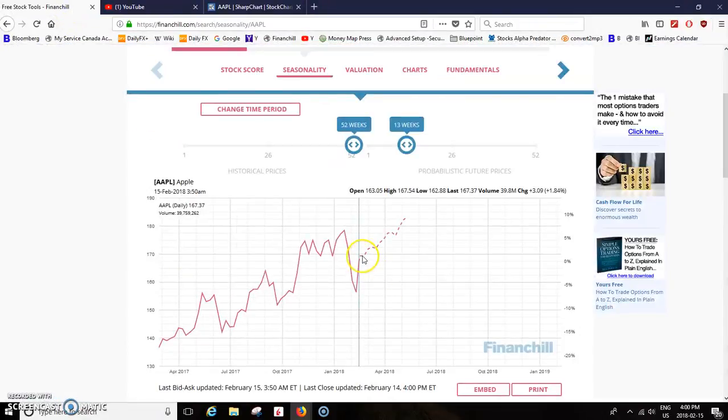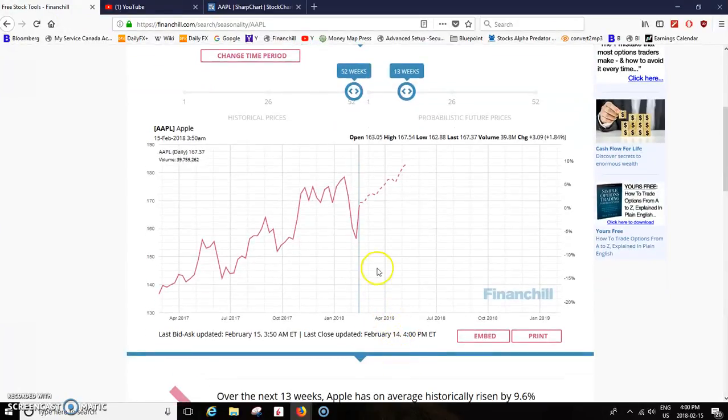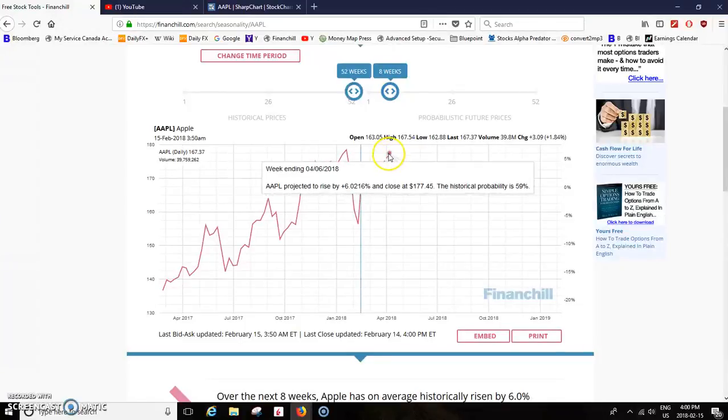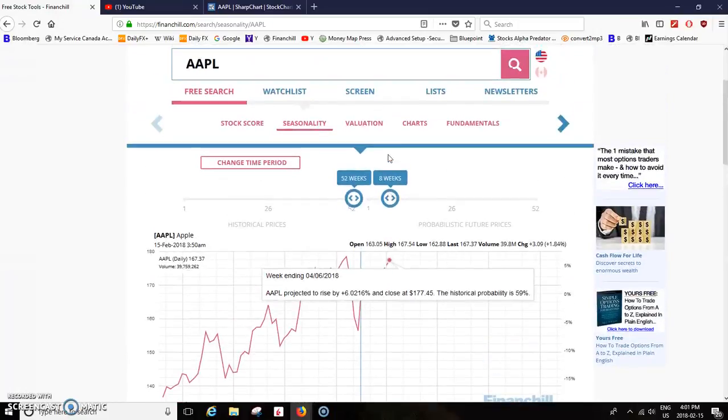So what this is saying essentially is, based on the next, say 8 weeks, I think I've got 13 weeks here, but you can adjust this if you want to look at the future probabilistic prices. You can shorten it to 2 months, let's say. This is projecting that, theoretically, based on historical analysis, Apple should be in that range of 177. When I move my mouse, if you look below, it says in the dialog box, Apple projected to rise by 6%, close at 177. Historical probability is 59%. You can adjust that.